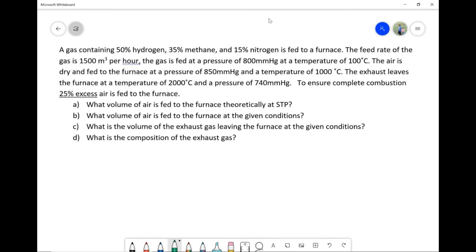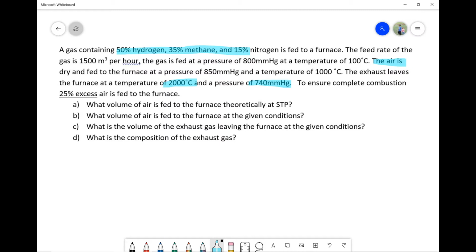So we have two gas streams, combustion gas, which is this one, and we have some air that's fed to it to basically drive the combustion reaction. And we have different conditions. And so we have an exhaust gas now. So the exhaust leaves the furnace at a temperature of 2000 degrees C and 740 millimeters of mercury. And so we're not really dealing with STP here.